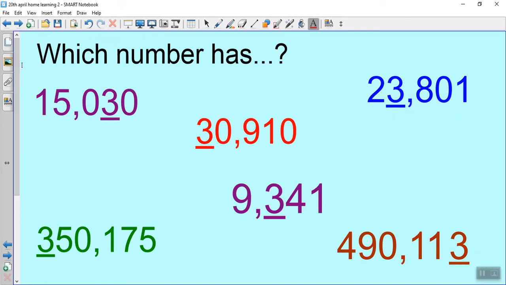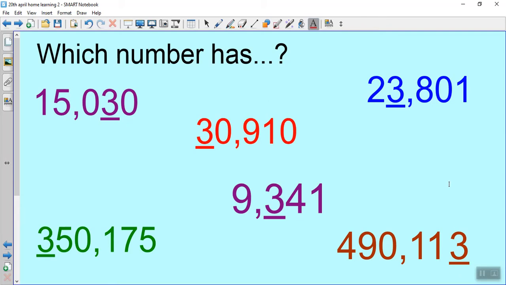Okay, so rather than me saying what's the 3 worth in this number, can you look at all the numbers and tell me which number on the screen has got the 3 underlined in the ones column? Which number has the 3 underlined in the ones column? Well done, it's this one. It's 490,113. This is the ones column.